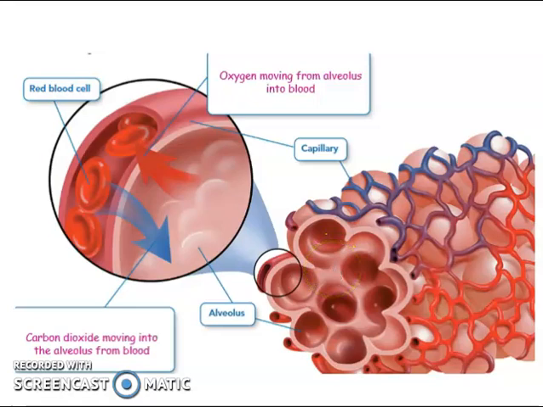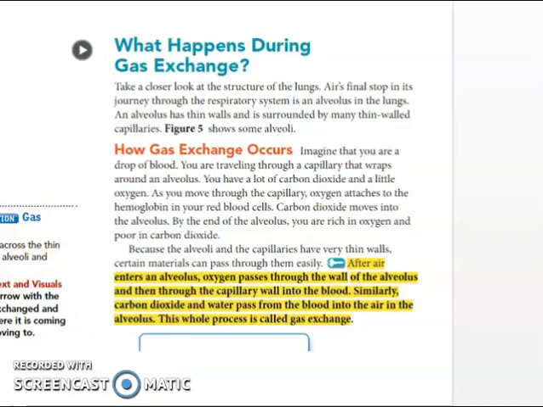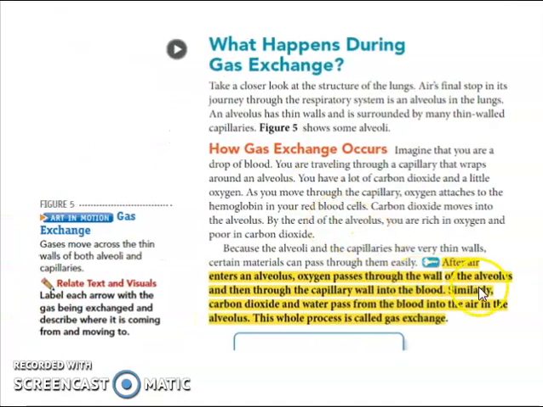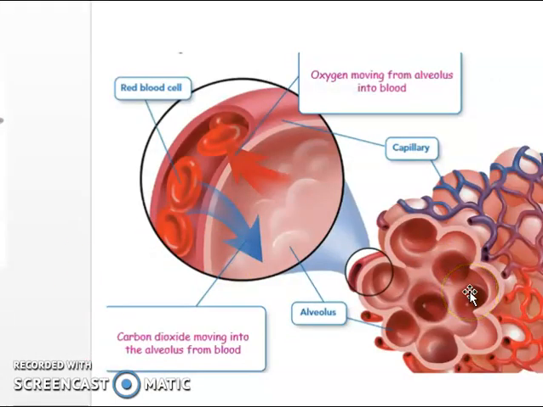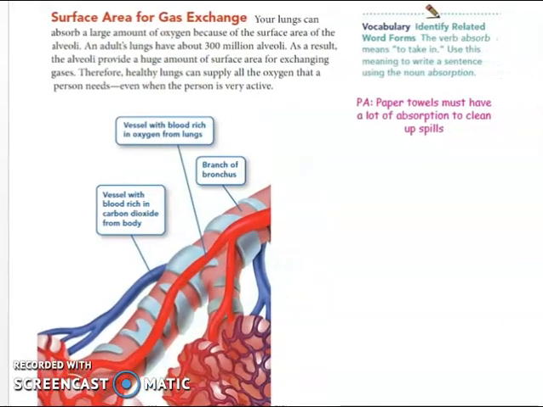Now let's try to see this highlight. This is the key point for this topic. After the air enters the alveolus, oxygen passes through the wall of the alveolus and then through the capillary wall into the blood. Similarly, carbon dioxide and water pass from the blood into the air in the alveolus. This whole process is called the gas exchange. As I mentioned, this gas exchange is happening here.